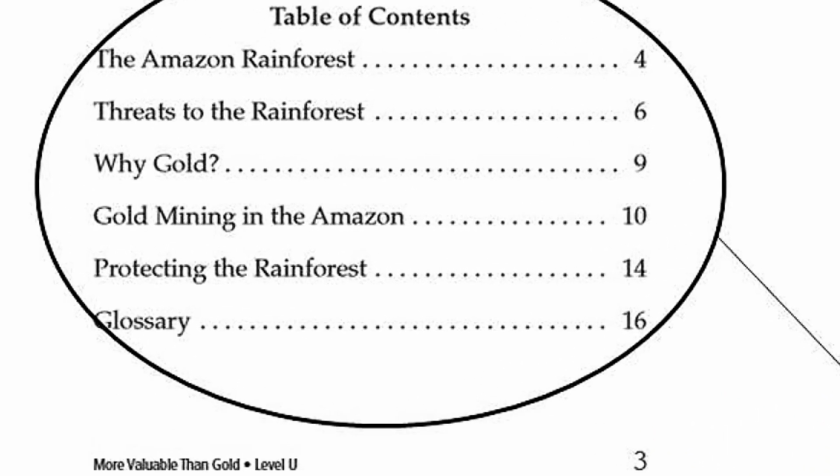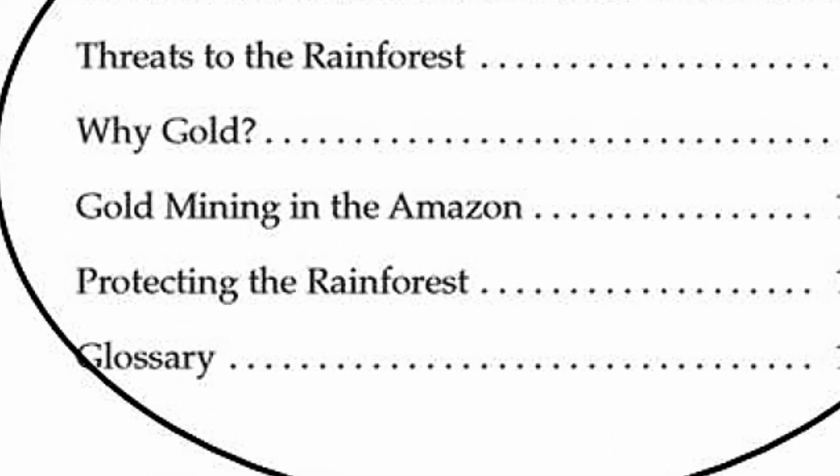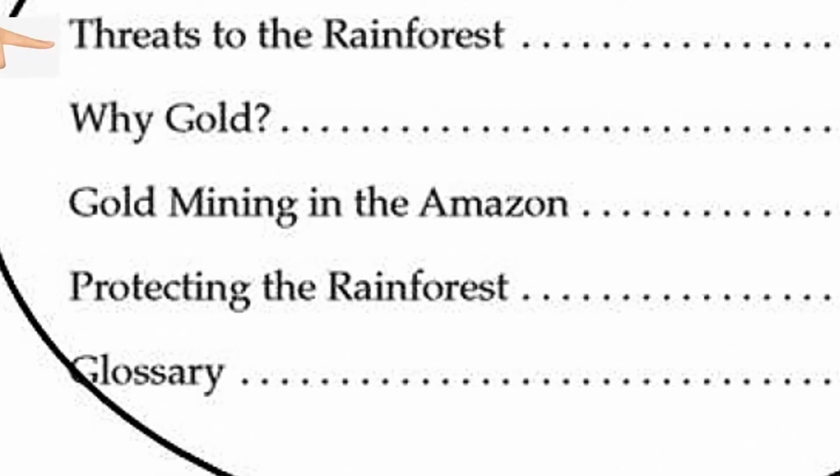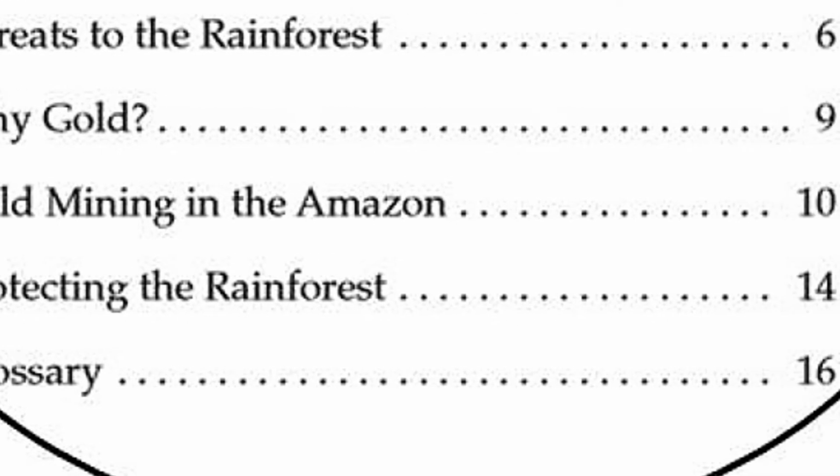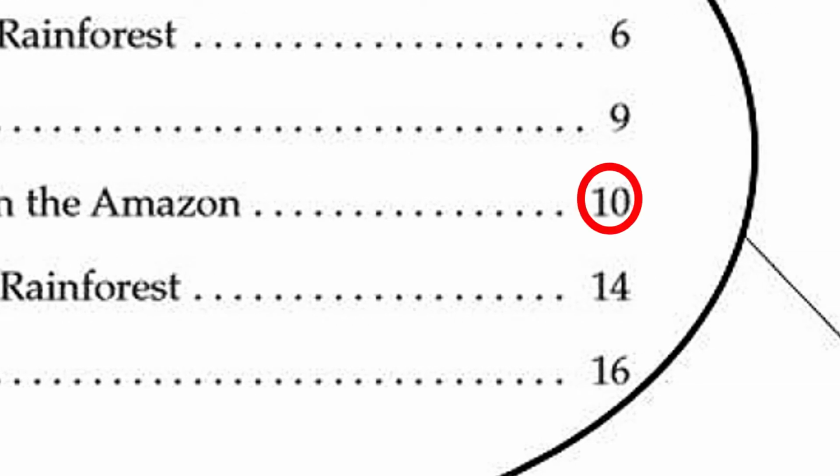So I would look down the contents page and I might use my finger. Get your finger ready. Let me see your finger. And I would run my finger down the contents page to find the topic as well as the page number where I can find information about gold mining in the Amazon. On which page can we find information on gold mining in the Amazon? That's right, we can find it on page 10. Good job, boys and girls. I could not have done it without you.